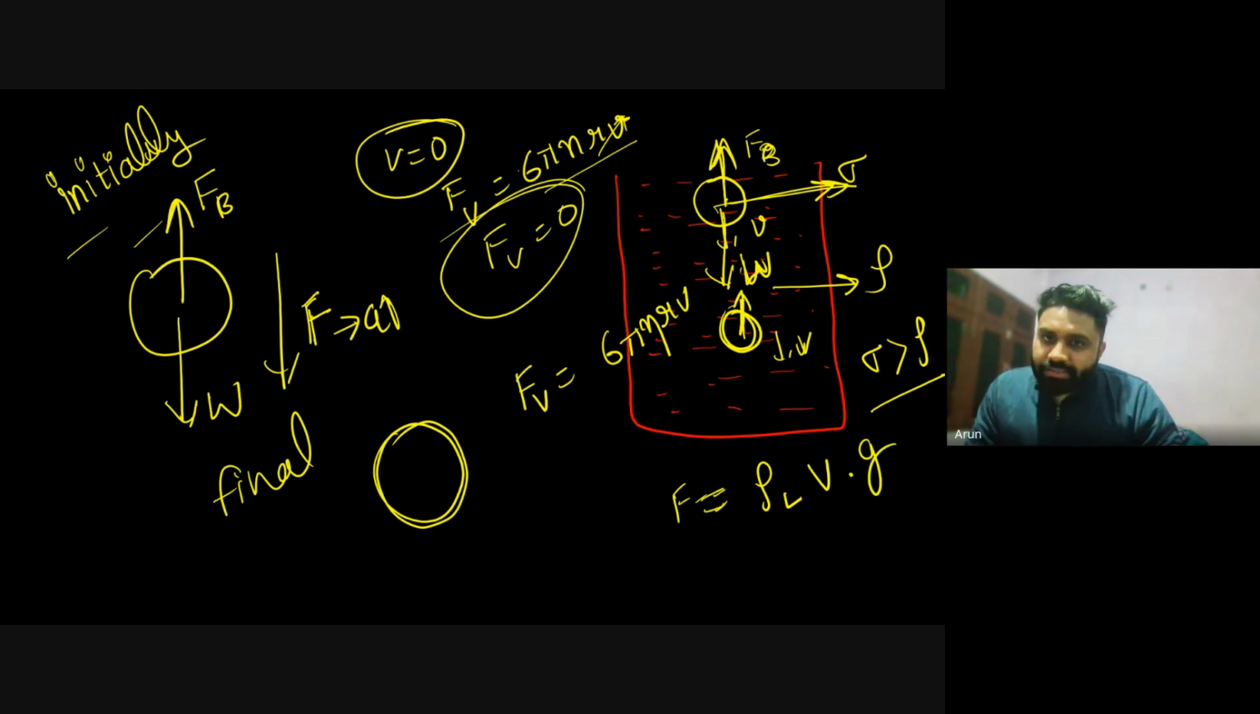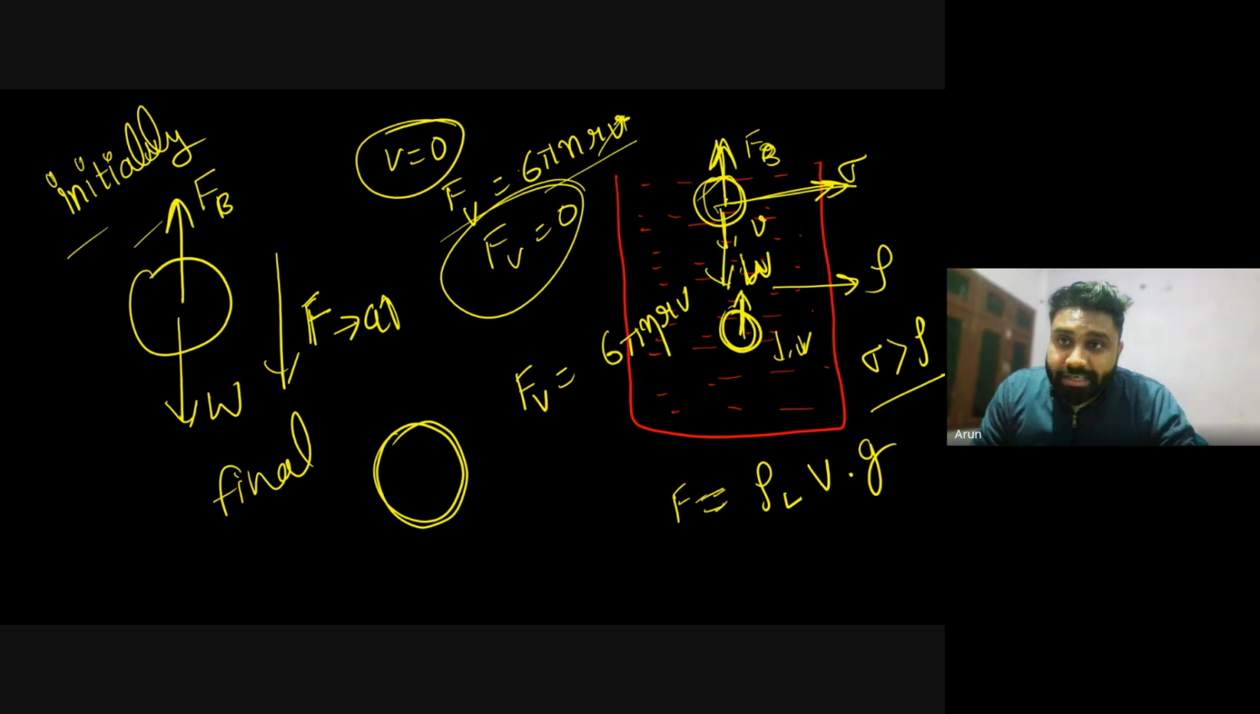Now the density of this liquid is less than the density of this material. तो अगर मैं पानी में एक लोहे की बॉल डाल दूं तो what will happen? It will sink. Got it? Same thing will happen here. It will sink and it will move down with an acceleration.